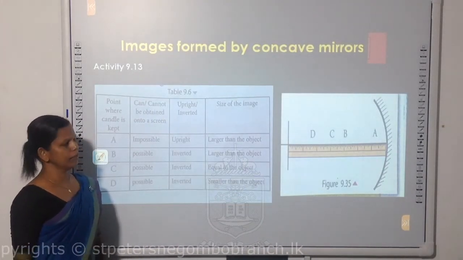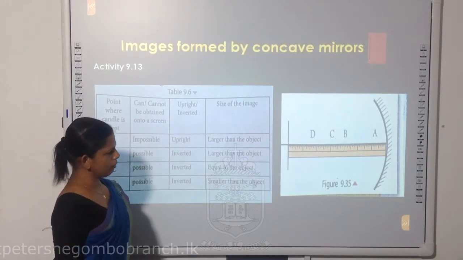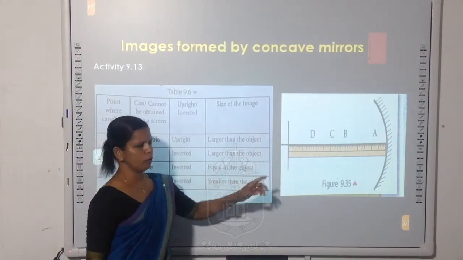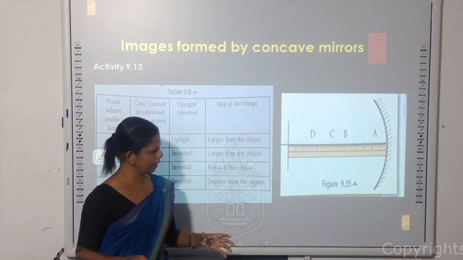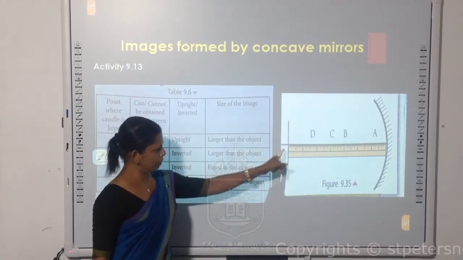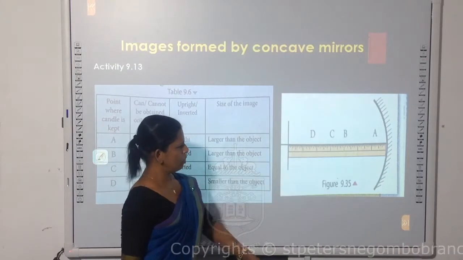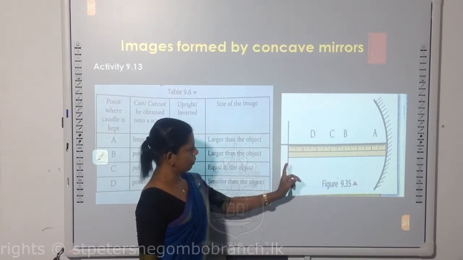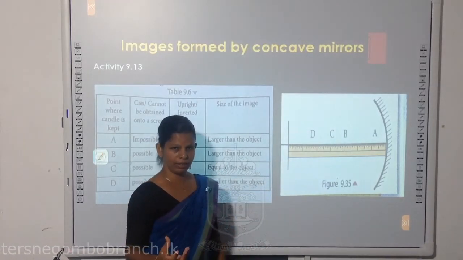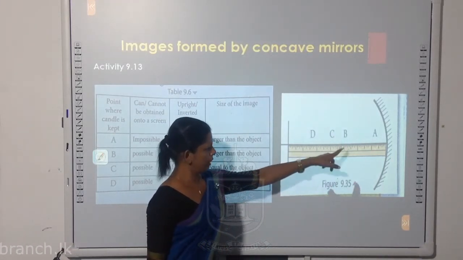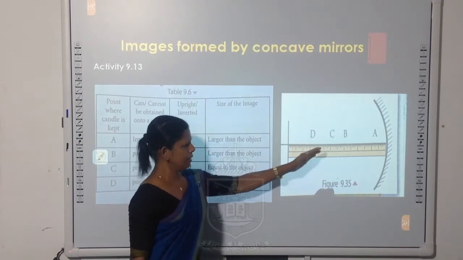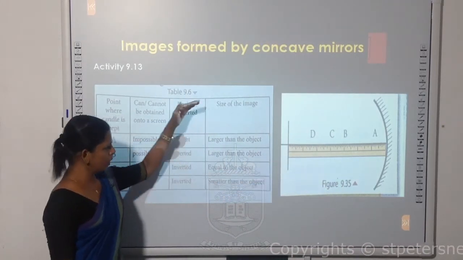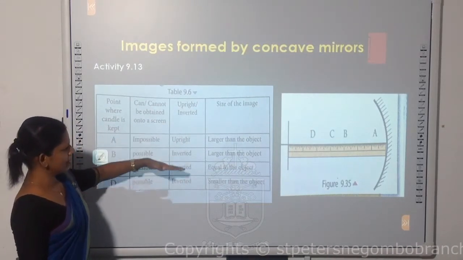Then we are going to talk about images formed by concave mirrors. My dear children, this is in your textbooks also. So you have to prepare an activity like that. You need a ruler, a screen and the concave mirror. You set all the materials like that. Then you take a burning candle and place it at positions A, B, C and D separately, so you can obtain the results.